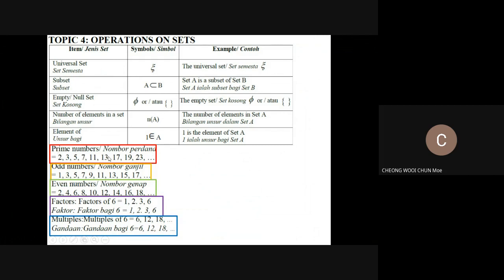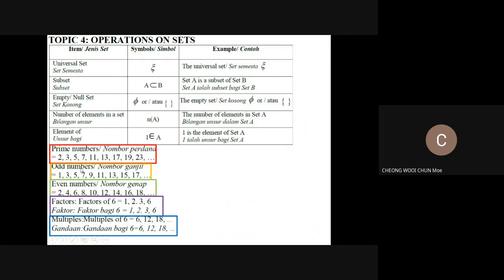Then you must remember in this topic, what is prime number? That means numbers that cannot be divided by other numbers. Numbers always start with 2, not 1. So 2 cannot be divided by other numbers except for itself. 3 can be divided by itself only. 4 can be divided by 2, so 4 is not a prime number. 5 cannot be divided by other numbers, so 5 is prime. 6 can be divided by 2 or 3, so it's not. So everything that cannot be divided by other numbers will be prime numbers: 2, 3, 5, 7, 11, 13, 17, 19, 23, and so on.